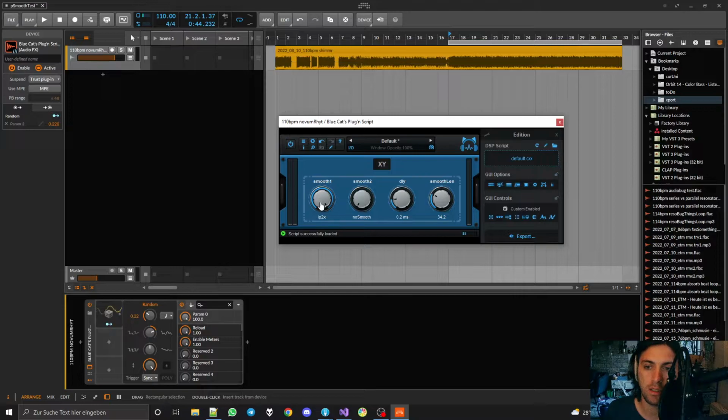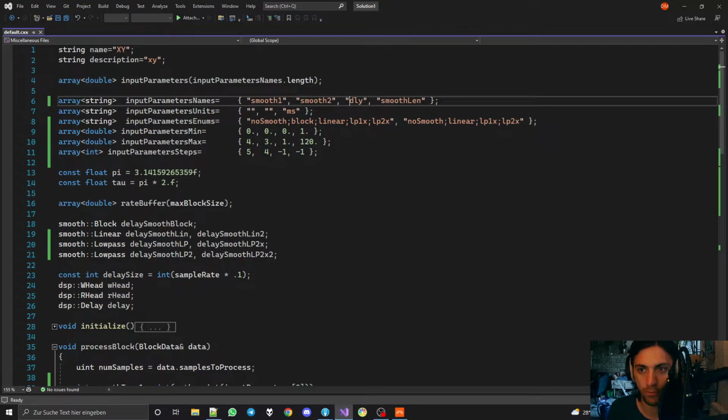So let me start with the assumption that from all of these smoothing types, the only ones that sound really good are linear and low pass. With linear meaning something like you have a very specific value for the time, like here 60 milliseconds. And oh, I just saw that the unit has shifted around.